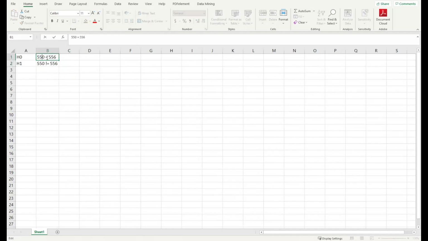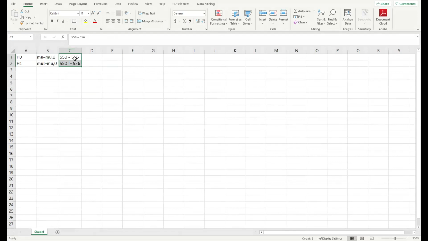Okay? Or kung gusto niyo, pwede rin ang gawin natin para mas malinaw, yung mu natin is equal to mu naught. Pero dito, let me just say mu na lang. Mu is equal to mu naught. Tapos mu is not equal to mu naught. Okay? Which is saying na 550 is just equal to 556, 550 is not equal to 556.